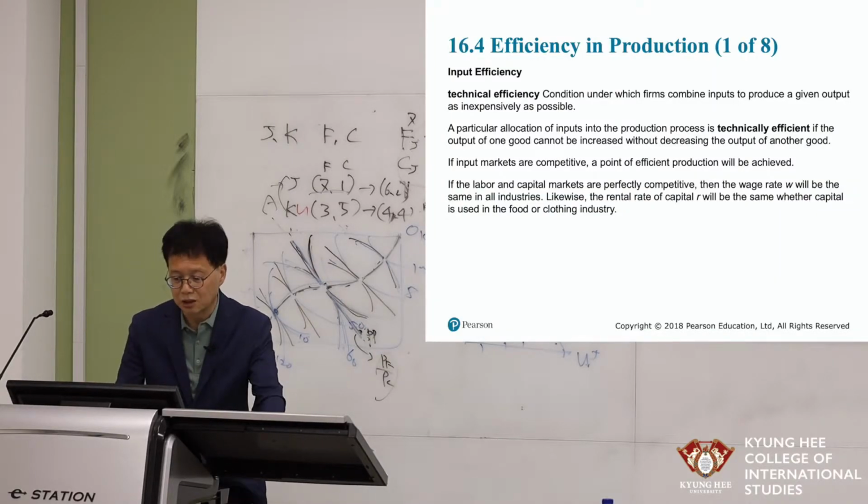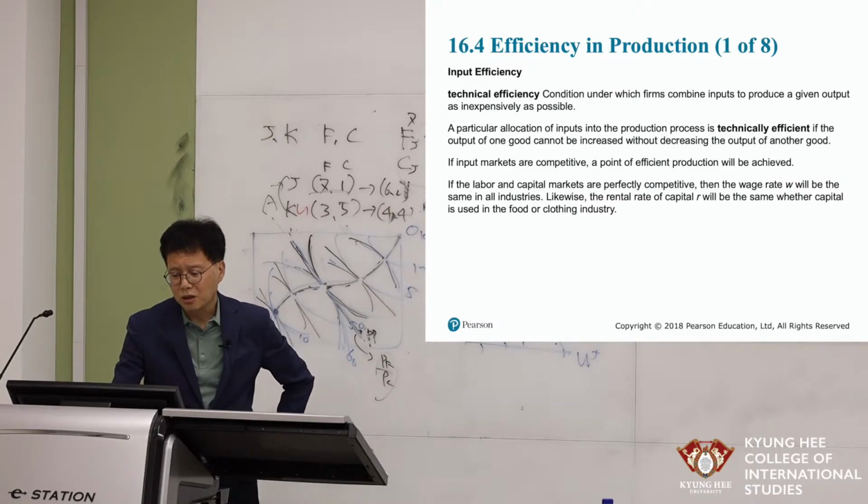Okay, now we go to section 4. Efficiency in production, input efficiency. I already explained input efficiency or technical efficiency. The condition under which firms combine inputs to produce a given output as inexpensively as possible. So a particular allocation of inputs, labor and capital, into the production process is technically efficient if the output of one good cannot be increased without decreasing the output of another good. If input markets are competitive, a point of efficient production will be achieved.